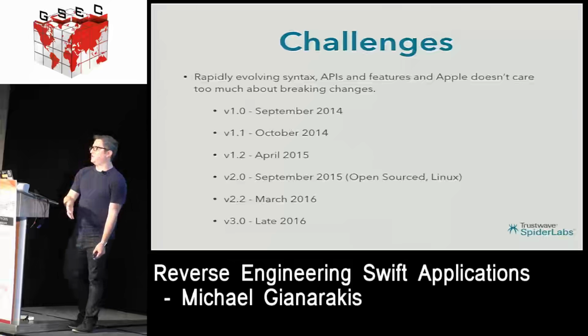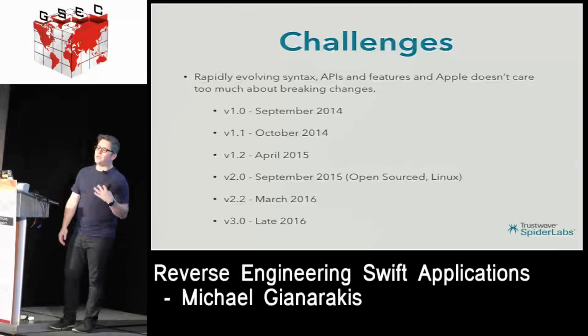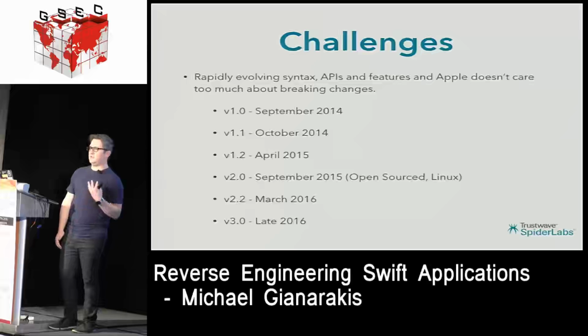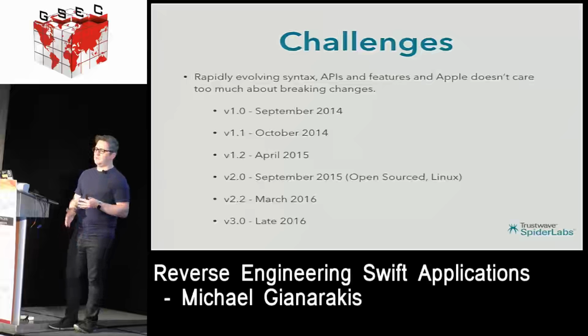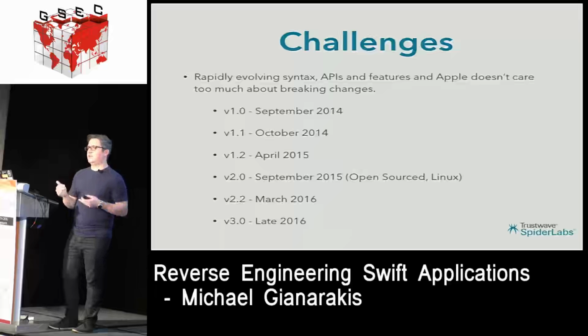So the APIs and features are constantly being updated. Apple doesn't care too much about breaking changes. With version 4, though, they're starting to look at solidifying the API, right? So it's going to be less breaking. But if you just have a look over the last couple of years, there's been a lot of updates in Swift. So it can make it a bit of a challenge trying to keep up with everything.